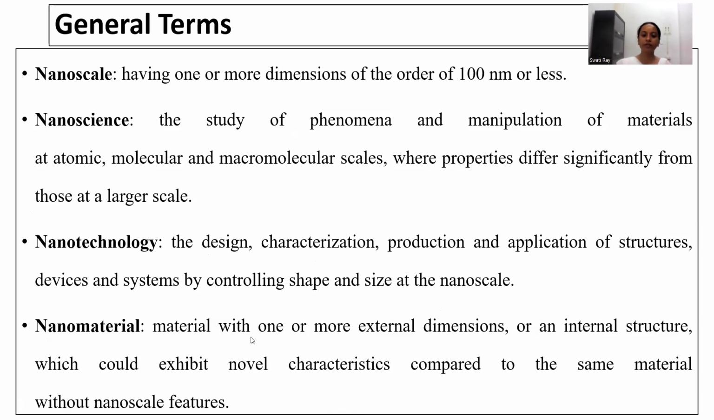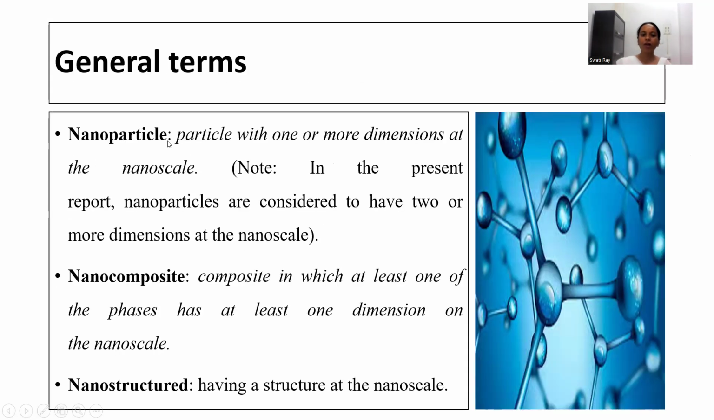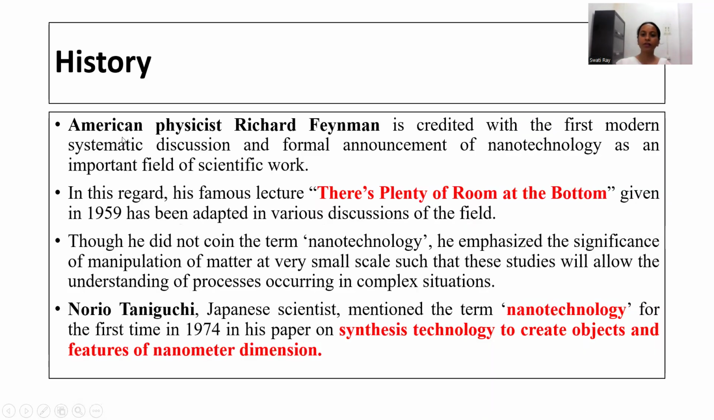Nanomaterials are materials with one or more external dimensions or an internal structure which could exhibit novel characteristics compared to the same materials without nanoscale features. Nanoparticles are those particles which have one or more dimensions at the nanoscale. Nanocomposites are composites in which at least one of the phases has at least one dimension on the nanoscale. Nanostructures are structures having nanoscale features. So these are the general terms.